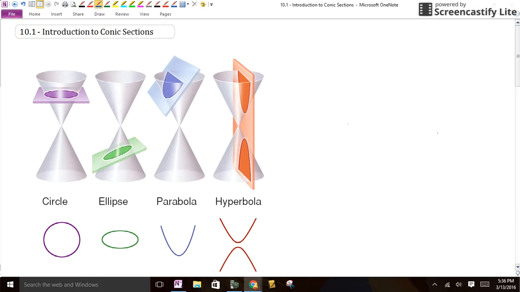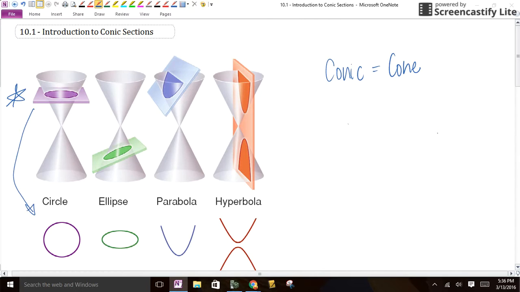Now, what is a conic section? Conic means cone. So when you hear the word conic, you want to think of a cone. What we've done is taken a plane and sliced that cone into pieces. Look right here at this purple plane. We cut that cone and it leaves a shape behind, and that shape is a circle, and that is our first conic section. It is called a circle. So all circles are conic sections.